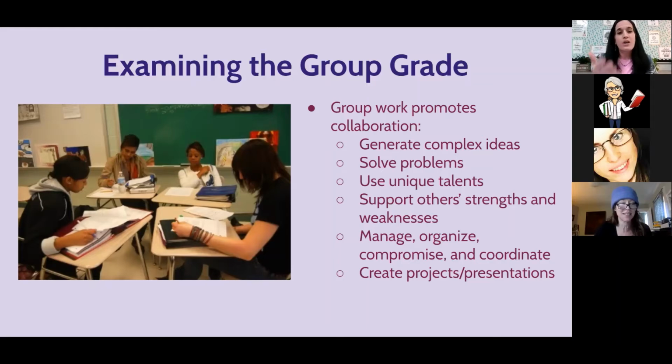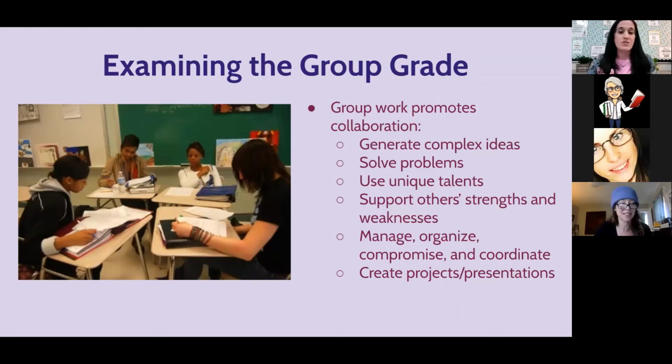And so I think we all can agree that group work promotes collaboration because it helps students to generate complex ideas as we are talking to each other, solve problems, and use our unique talents. The students can figure out what they are strong at, what they are good at, and use those talents to support one another and add to the discussion or add to the product that they may be producing. They can support others' strengths and weaknesses as they work together.